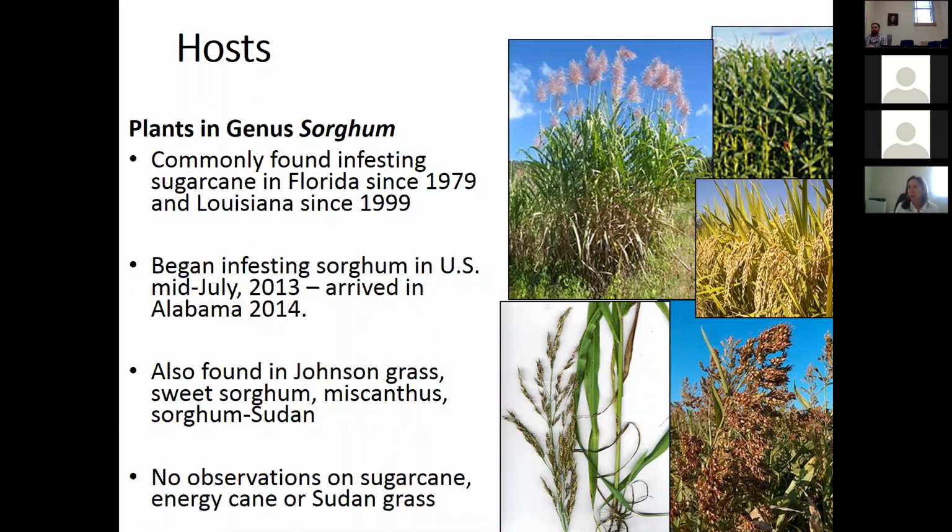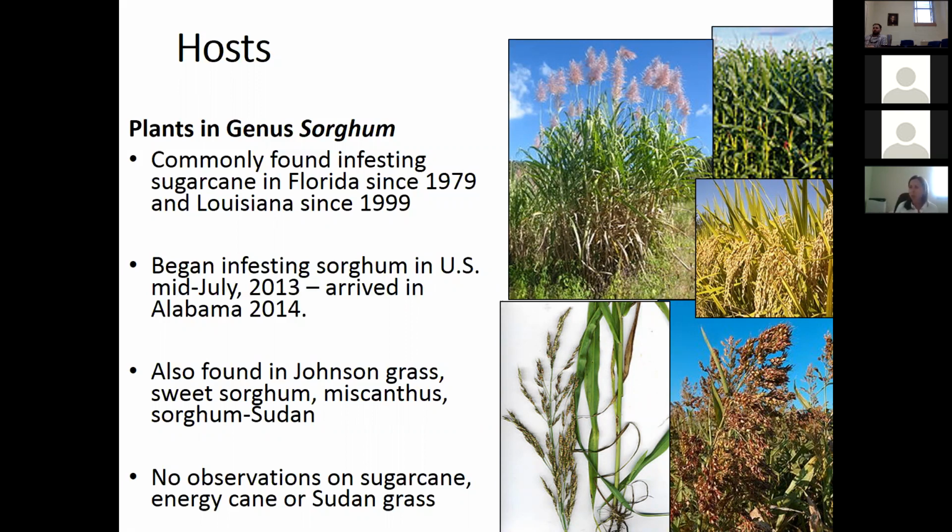The good thing about this aphid, I guess, from a pest management perspective, is it does have a very narrow host range. That's bad if you're growing plants in the genus sorghum, but historically, it was confined to sugarcane in Florida in the 1970s and sugarcane in Louisiana since 1999. In 2013, we started seeing economically damaging levels of this aphid in sorghum in Texas and Louisiana. And then those populations built and started expanding and moving across the South and the Southeast in 2014 and arrived in Alabama late July, early August.